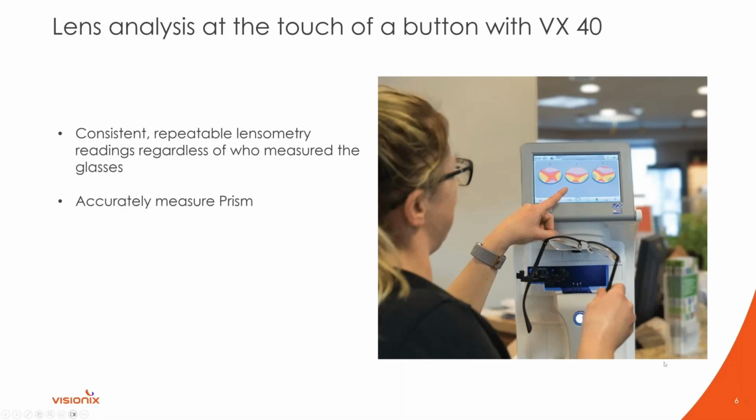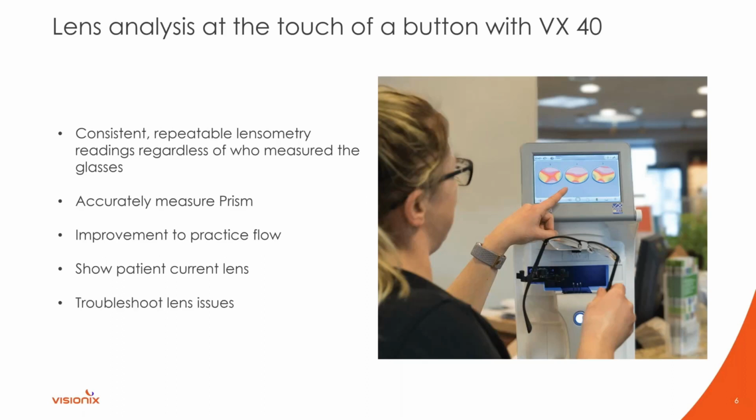You're also able to accurately measure prism, which a lot of times is difficult, especially with your handheld lensometer or your manual lensometer. This helps improve the overall practice flow and show a patient what their current lenses are during the pre-testing. And this helps to analyze and help with troubleshooting lens issues.